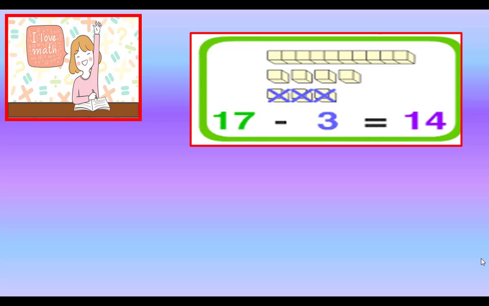Now look at this example. There are 17 cubes and we cross 3 cubes. So 14 cubes are remaining. 17 minus 3 is equal to 14.